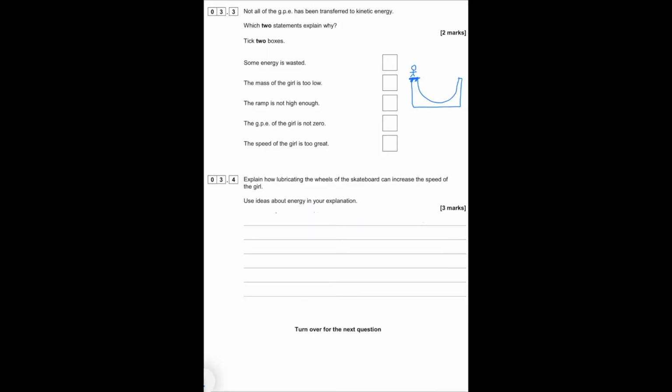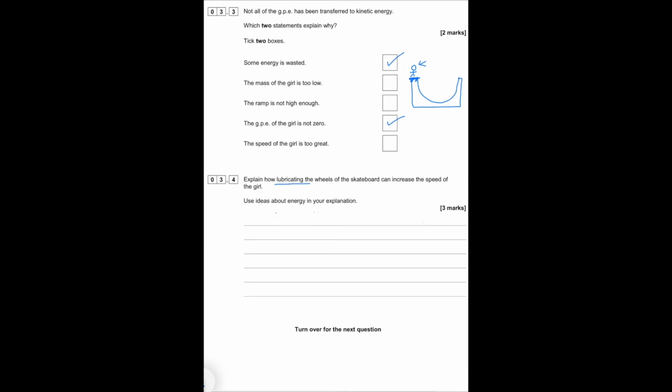Not all of the gravitational potential energy has been transferred to kinetic energy when the girl starts to go down the ramp on a skateboard. Which two statements explain why? So first of all, some energy is always going to be wasted, for example, as heat energy. Also, the gravitational potential energy of the girl at the top will not be exactly zero.